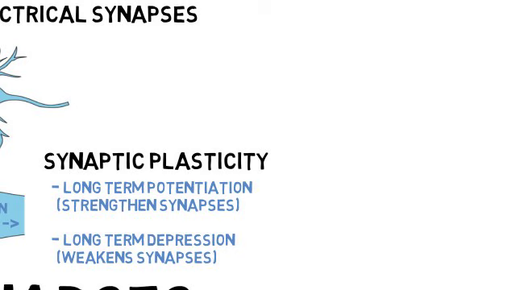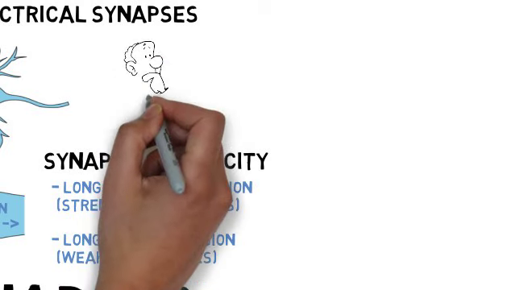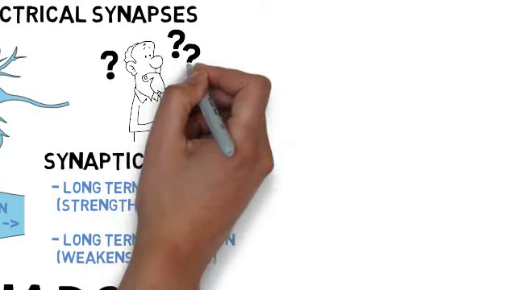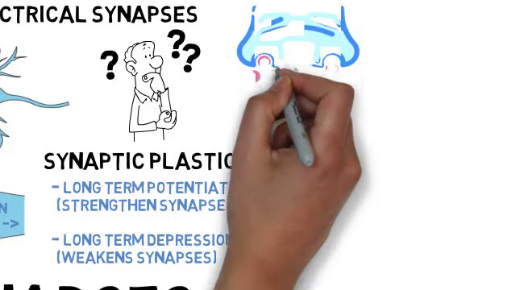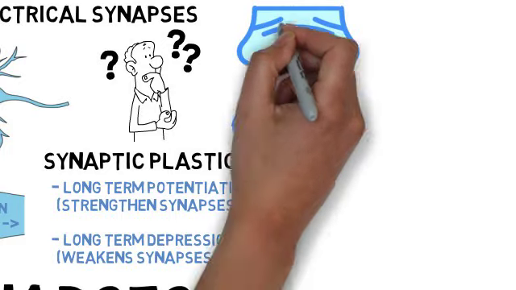There's also long-term depression, or LTD. This one weakens synapses, reducing their effectiveness. It's also important for learning and memory as it helps the brain remove unnecessary connections. Let's dive a little deeper into how synaptic plasticity works.